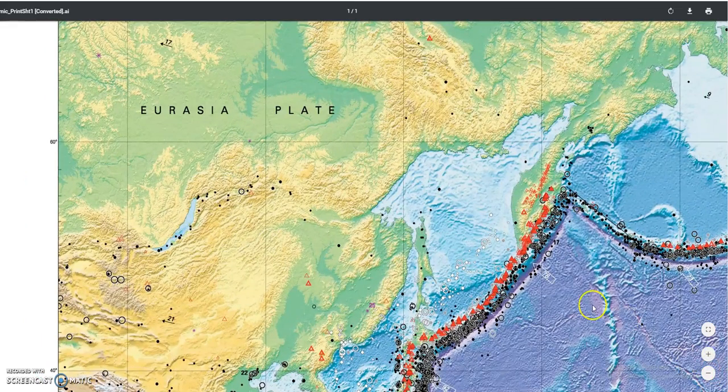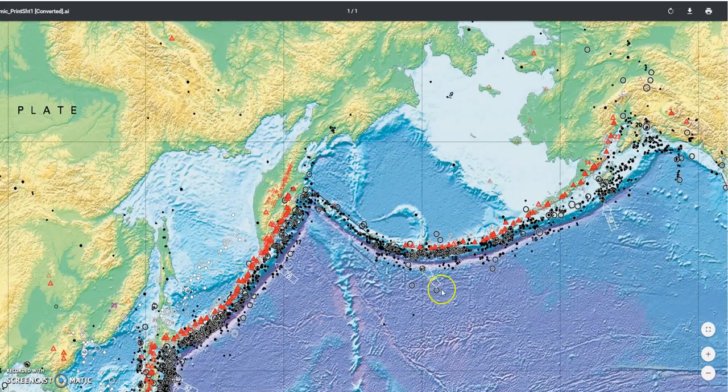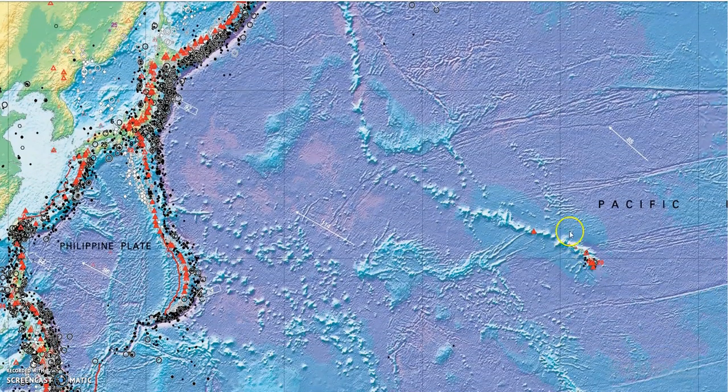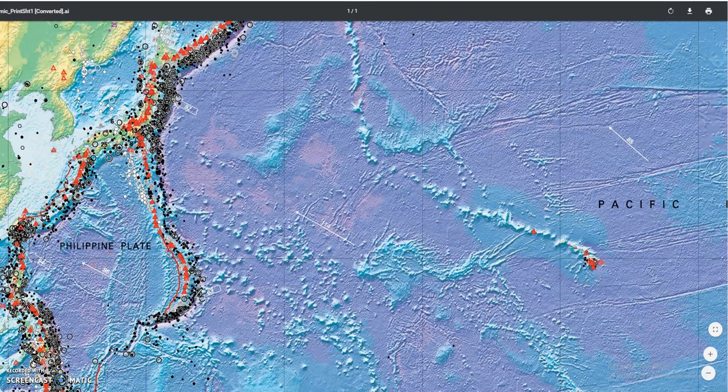So an example of a convergent plate boundary would be where the Pacific plate is moving into the Philippine plate right here. You can see that it creates all of these volcanoes. And also this Philippine plate is moving into this one over here, creating all of this.